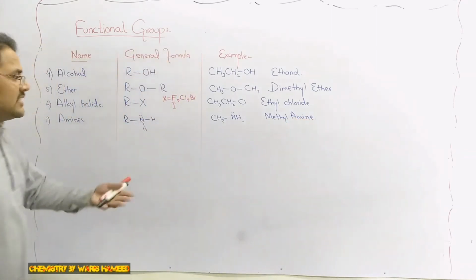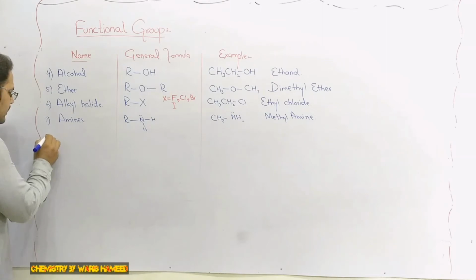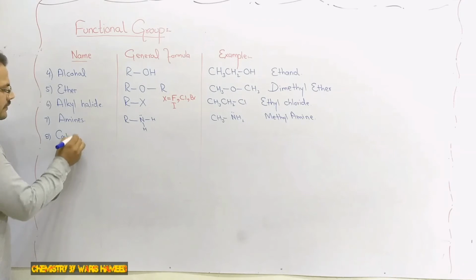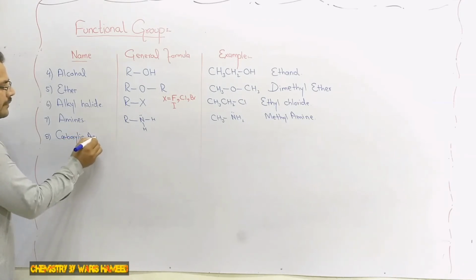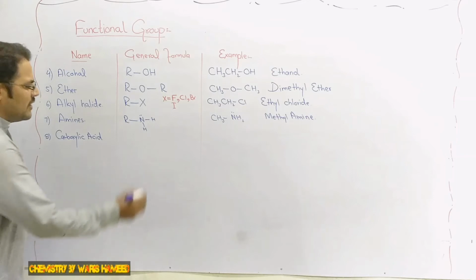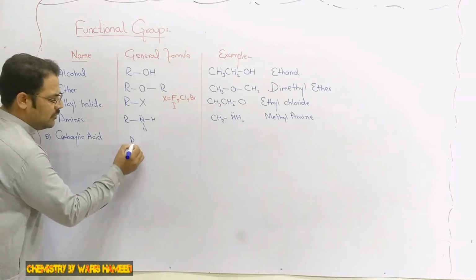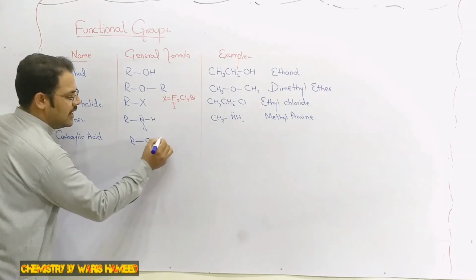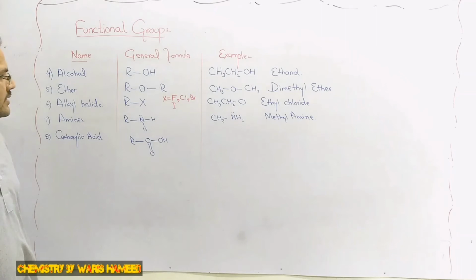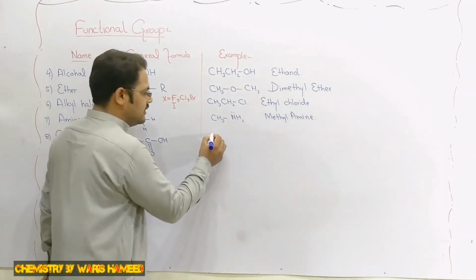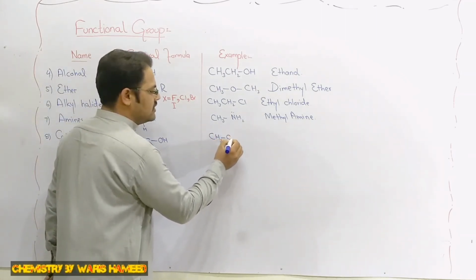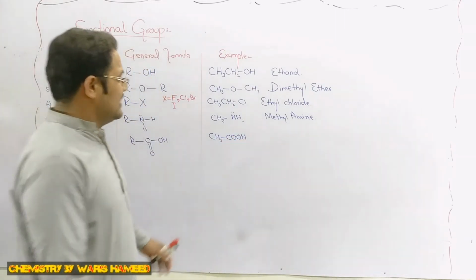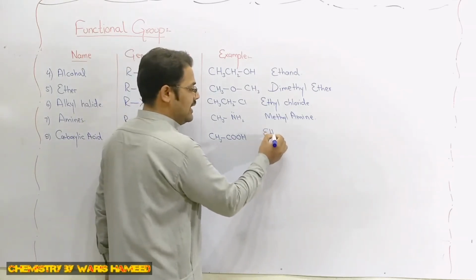Now moving toward the next functional group, carboxylic acid. Its general formula is alkyl group, carbon, double bond oxygen and hydroxyl OH. An example is CH3 COOH, acetic acid or ethanoic acid.